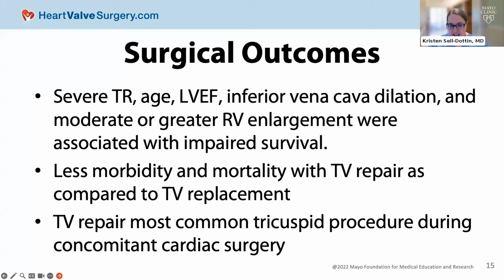So severe tricuspid regurgitation, along with a number of these other factors, as you see listed, are associated with impaired survival. So for that reason, we address this problem when we find it. We know that there is less morbidity and mortality, or less complications, when we can repair the valve as compared to replace it, which is why that's our primary treatment. And tricuspid valve repair is the most common procedure done, and is typically done concomitantly or during some other cardiac surgery. Next slide.